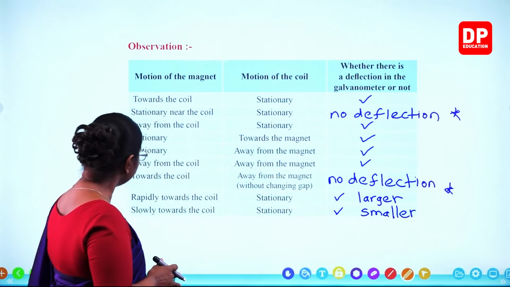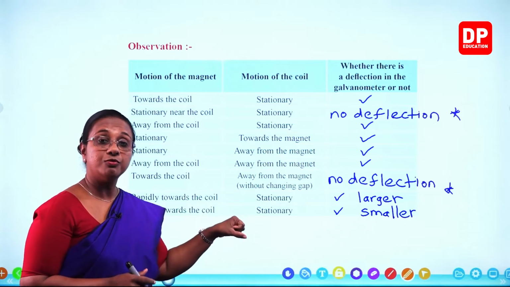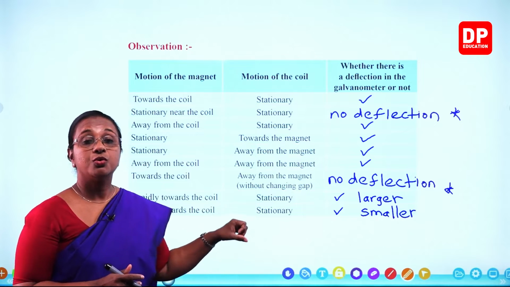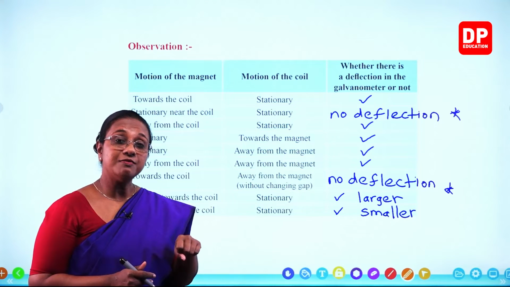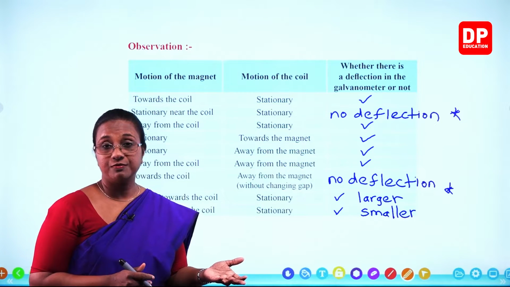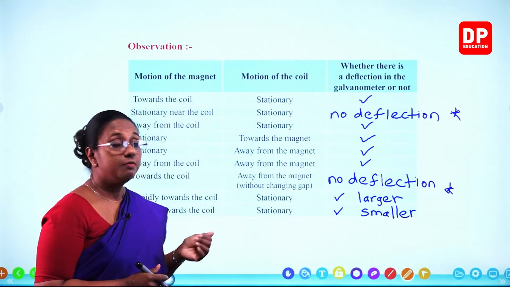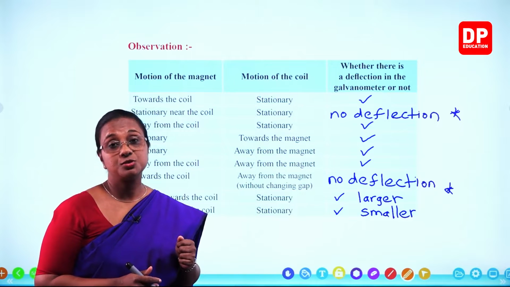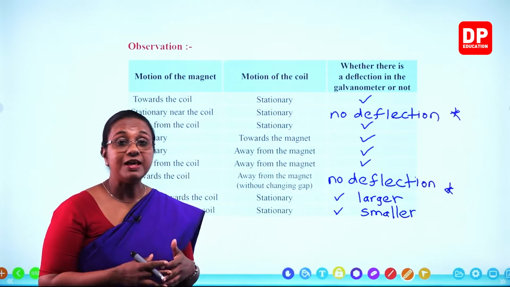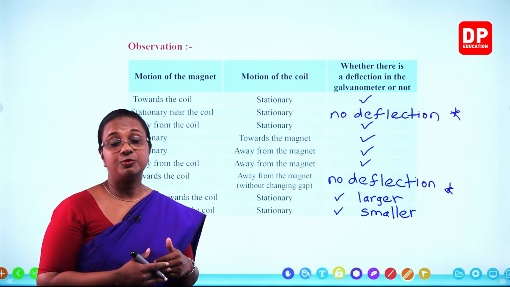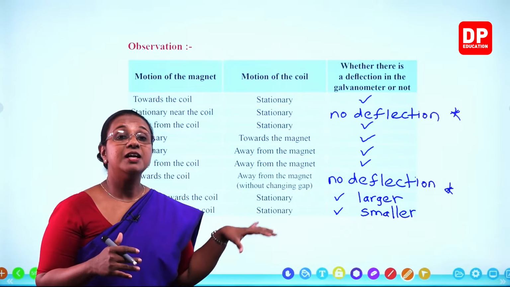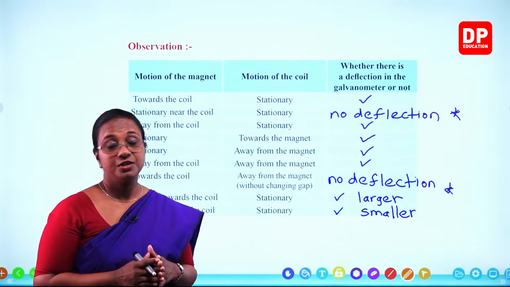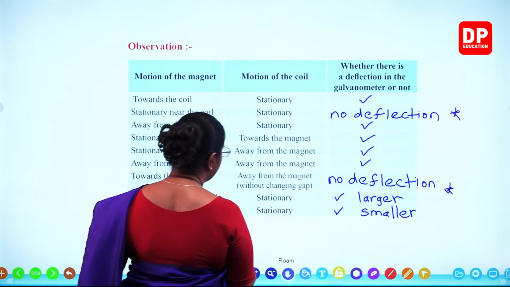And when we increase the force of movement, rapid movement, there was a larger deflection. So, if we move it with a higher force, there is more electromotive force generated. When the magnet was moved slowly, the deflection was smaller. So, the deflection or the magnitude of the electromotive force depends on the speed of motion as well. Is that clear, student? Those are the things you need to understand here.